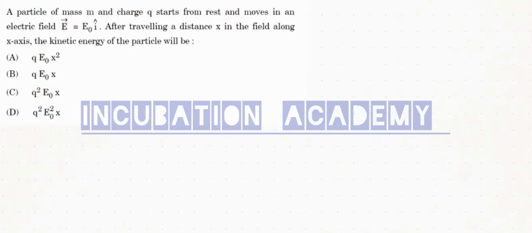So the particle starts from rest. Let us say this is the direction of the x-axis, and in this direction the electric field is there, and the electric field is E naught i cap. So the electric field is along the x-axis and the particle is at rest. The particle starts from rest, so the initial velocity of the particle is 0 at time t equal to 0.